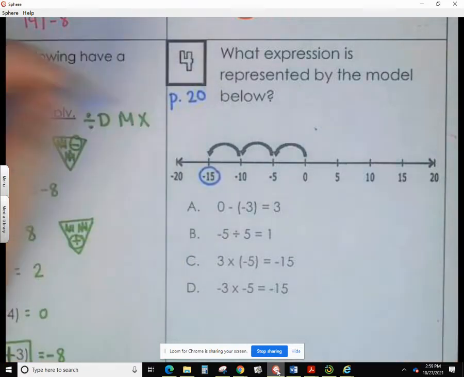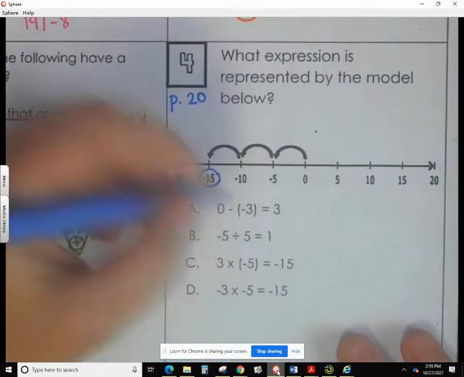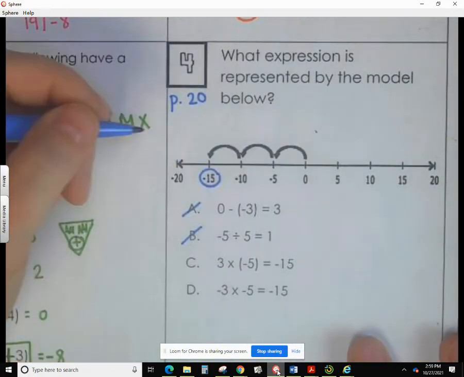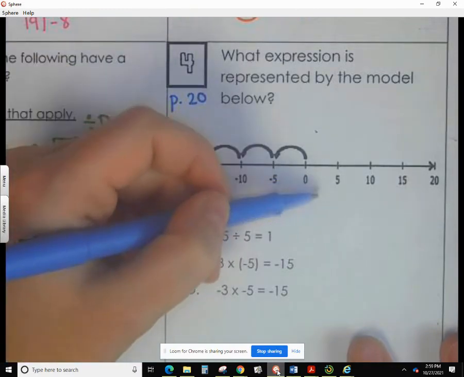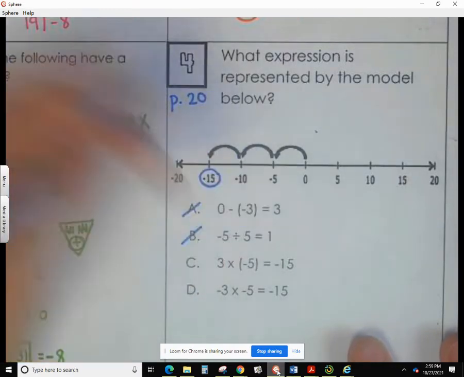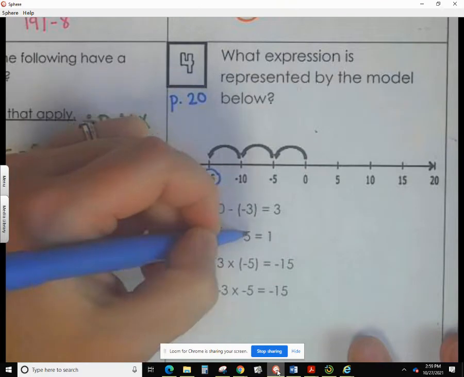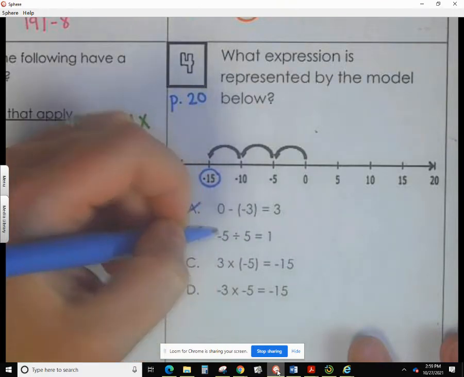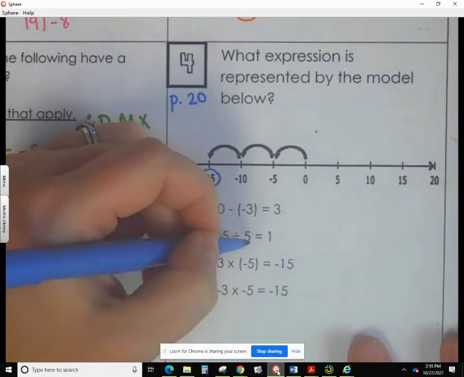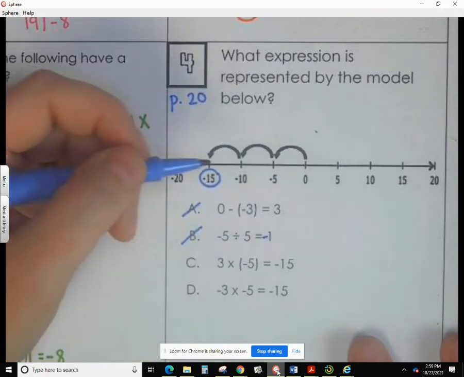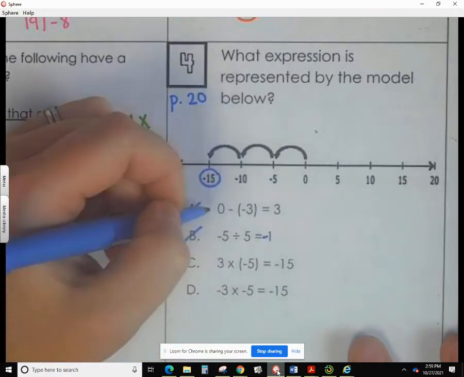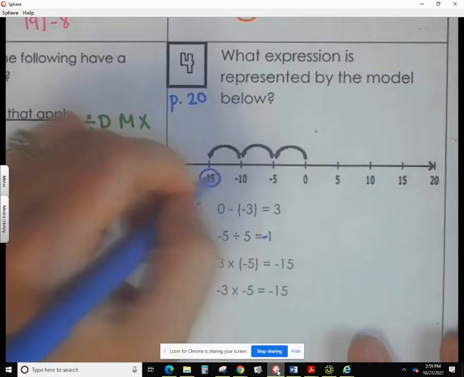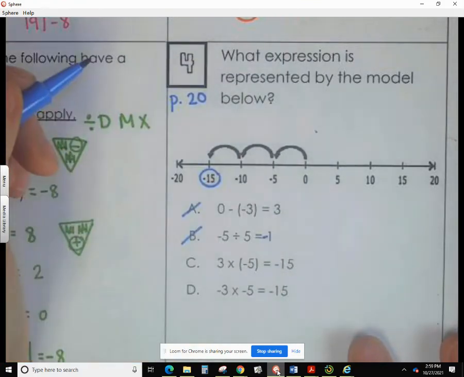So right away, I noticed my answer should be negative 15. So I'm going to get rid of these 2 because if the answer was 3, it would be over here, and if the answer was 1, it would be over here. Another thing I notice here is that Dorito Man would tell me that a negative divided by a positive would actually equal negative 1, so this isn't even true. Now this one is true, but there's nothing up here that's modeling that.